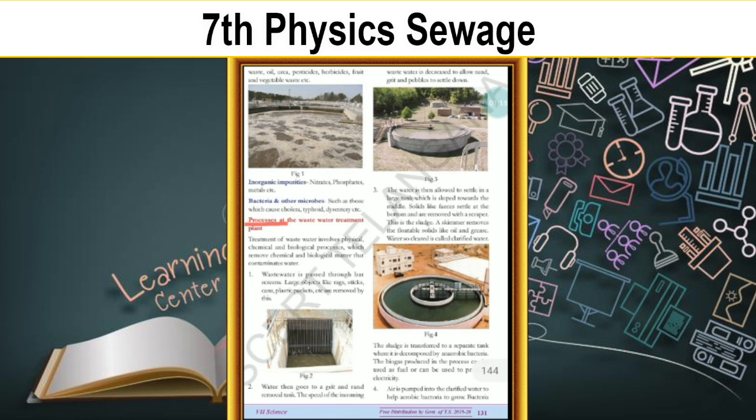Okay, so now here some pictures are there. It is a screen bar, then a grit tank, then a large tank. So some real pictures are there in your textbook. Now the whole process I will try to explain to you with flow chart diagrams. So let's start that.